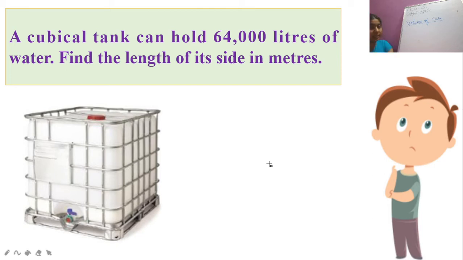So you can tell me that we have a volume of 64,000 liters, and we know that this is a cube. We know the formula of a cube, that is V equal to a cubed, right? So we put the values: 64,000 equal to a cubed. Now you have to take the cube root, students. There is no other way to solve this, so you have to take the cube root.